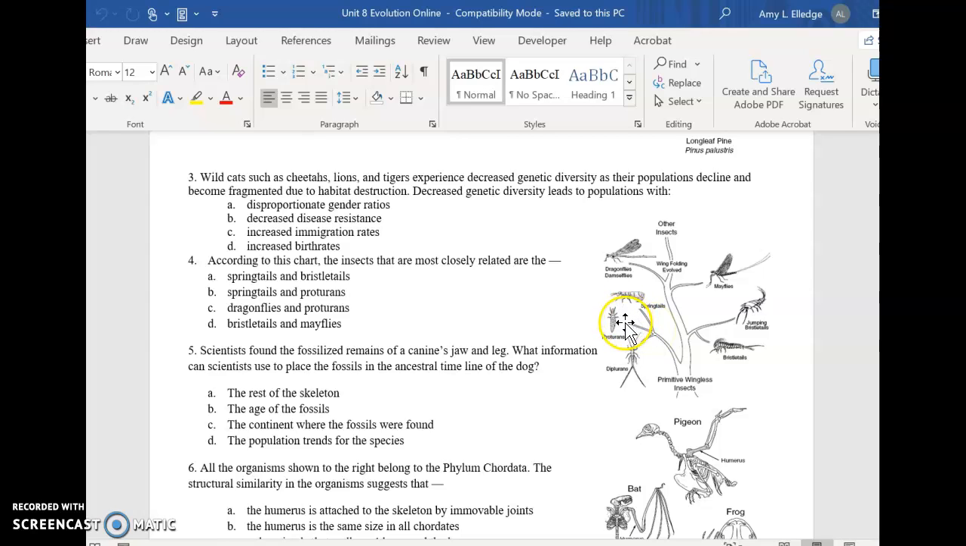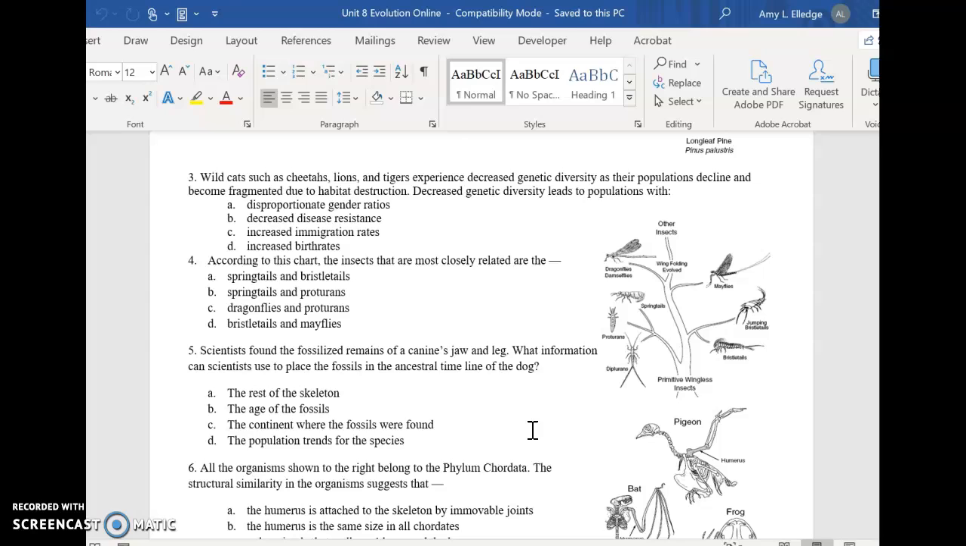Dragonflies and proturans. So here's dragonflies and proturans. Again, you got to go all the way down to the bottom for them to come together. Bristletails and mayflies. So bristletails, I found them a minute ago. Where are they? Over here, and mayflies are over there. Their common ancestor is right here, which isn't too bad, but not nearly as close as the springtails and proturans. So your answer should have been B.